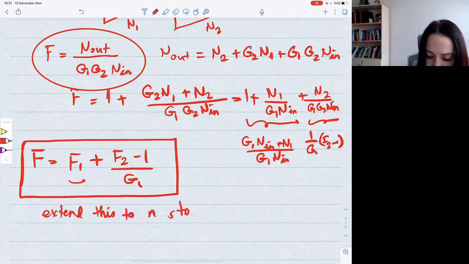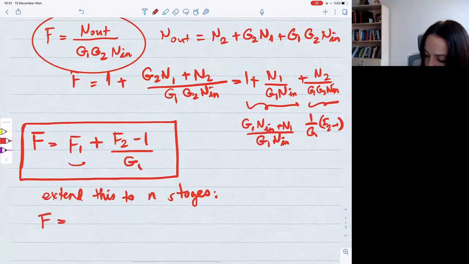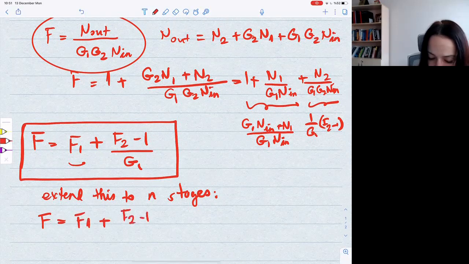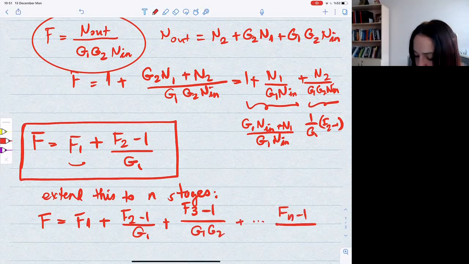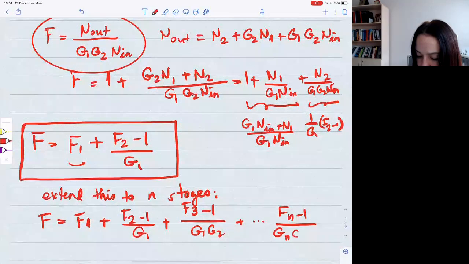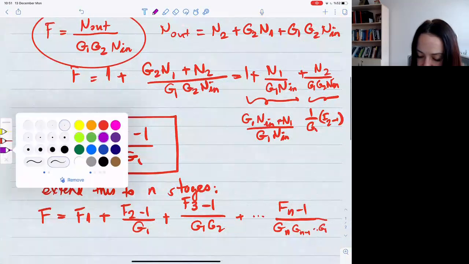So by induction, you can extend this to n stages as F equals F1 plus F2 minus 1 over G1 plus F3 minus 1 over G1 G2 plus Fn minus 1 over G and Gn minus 1 up to G1. Okay, so what is the consequence of this?